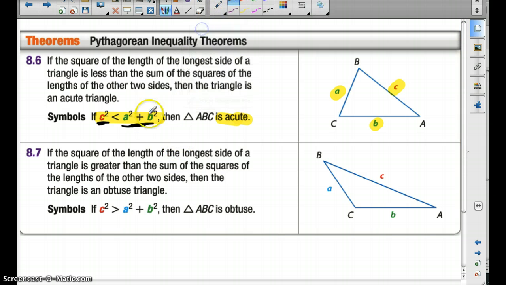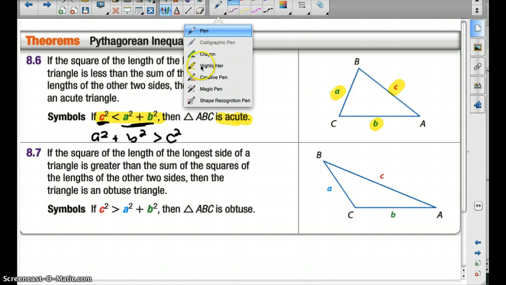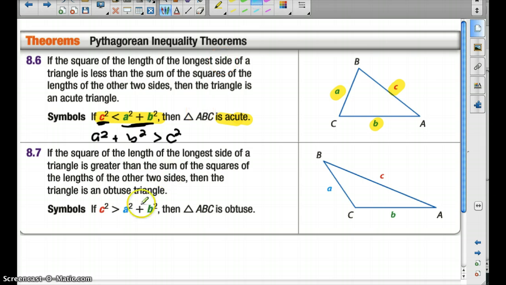That'll kind of help us. Now if you did write it the other way, this would be a squared plus b squared is greater than c squared. So the alligator is eating the other two sides because they're bigger. Okay, the next one. If the longest side, when you square it, is greater than the other two sides added up after you square them, then it is obtuse.